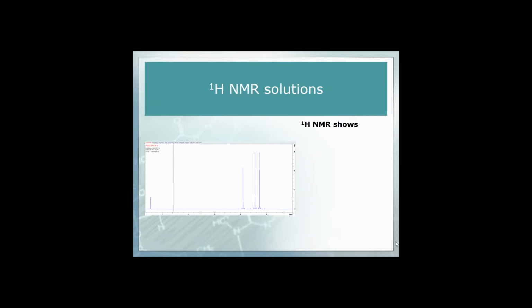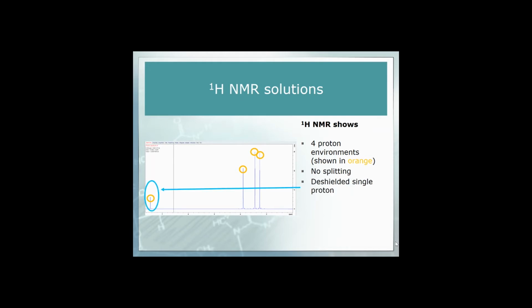So here is our proton NMR, and the first thing we can see is our 4 environments shown here. The other thing is there's no splitting. That's really helpful because it tells us we don't have any neighbouring protons around us. Over the other side, we've got 1 deshielded proton. How do I know it's 1?